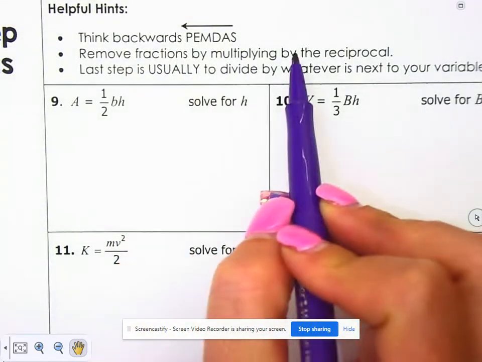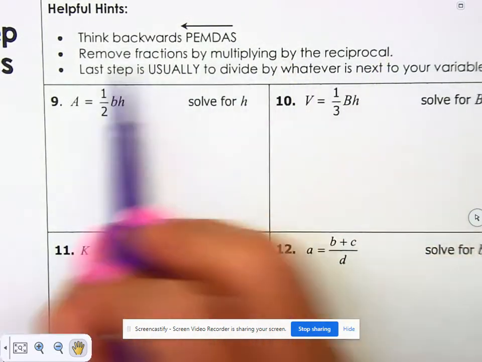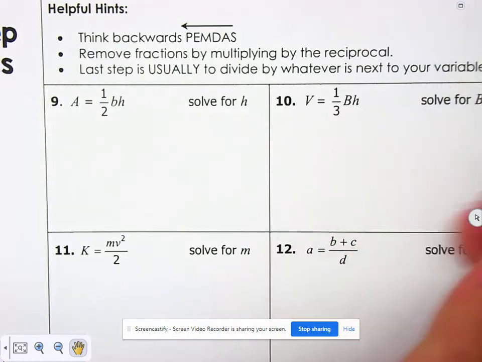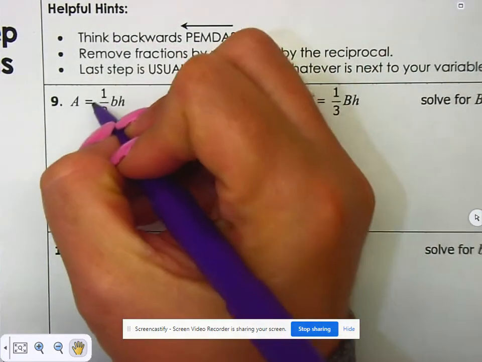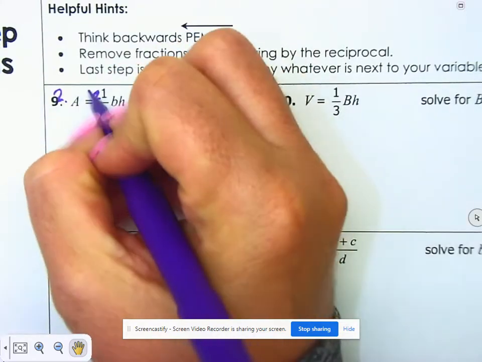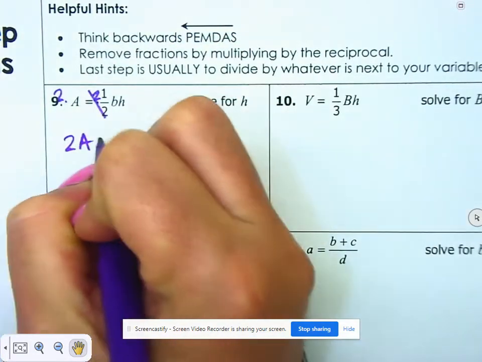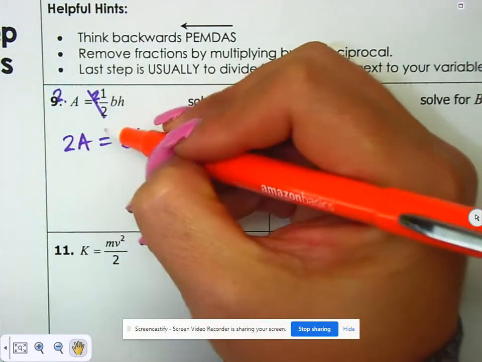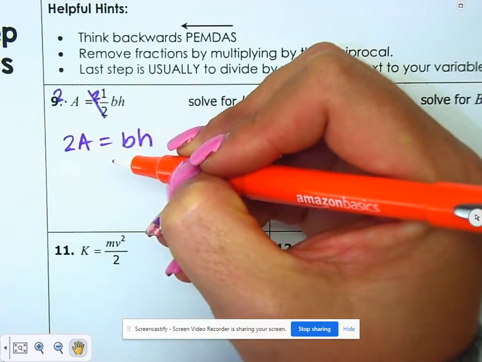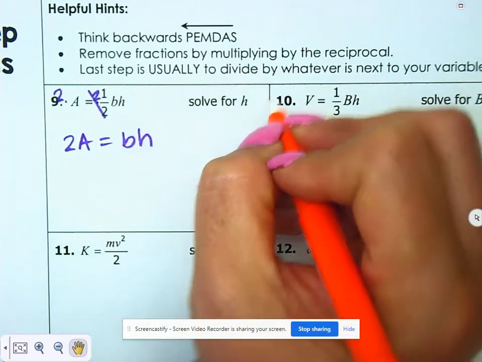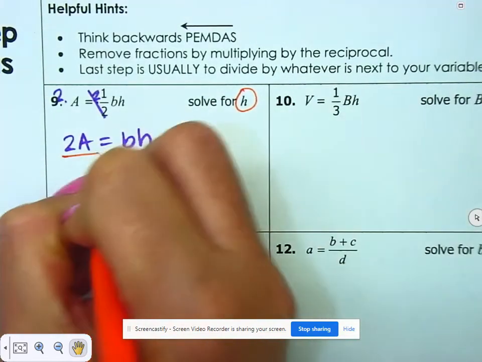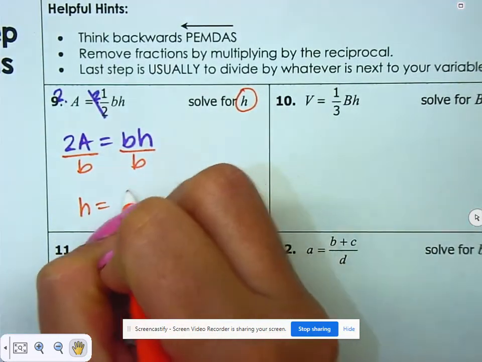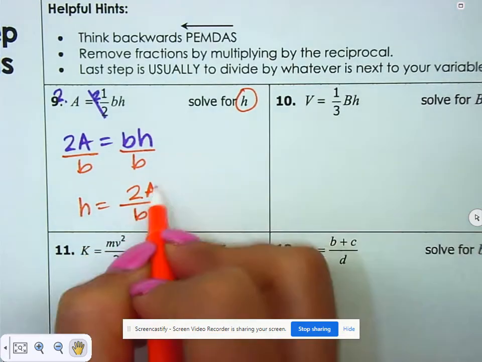Think backwards. We're going to remove the fractions first by multiplying by the reciprocal or the denominator. And then we usually divide by whatever's next to your variable. Usually that's what's last, okay? So again, we're going to multiply by 2 here, which cancels my 2 there. So I have 2a equals bh. A couple of you asked me what happened to my 1. You can leave the 1 there, but it's understood, so we don't have to have it. Okay, and then to get h all by itself, I'm going to divide by b, and h is going to equal 2a over b.